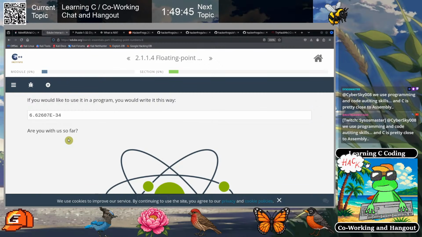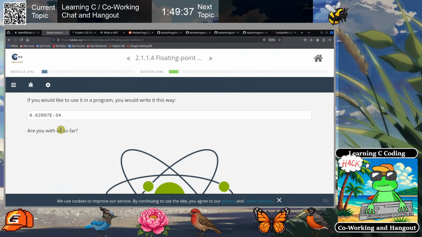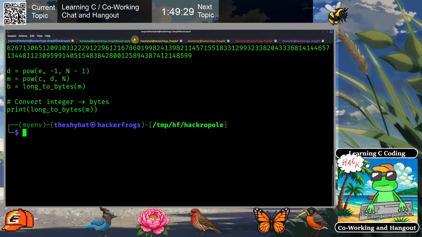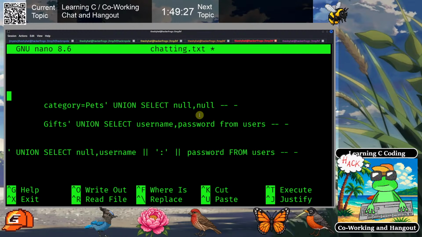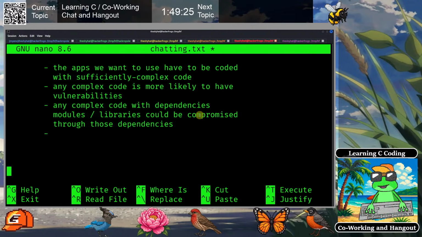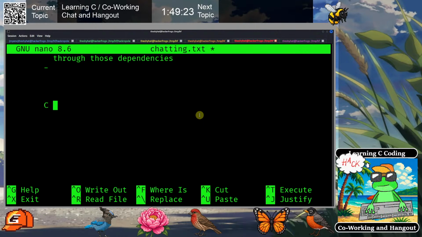Cybersky says, I completed C coding in my college semester 1, but can you tell me where C coding is used in cybersecurity? So C coding is used in cybersecurity as far as exploit development is concerned, as well as reverse engineering. So let's talk about this. C for cybersecurity.